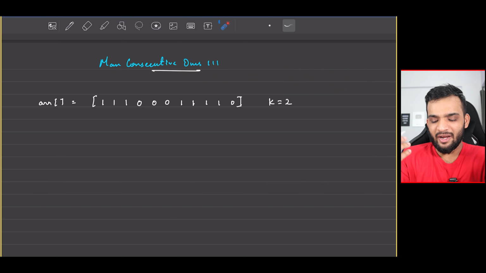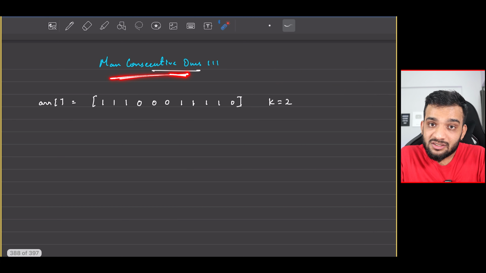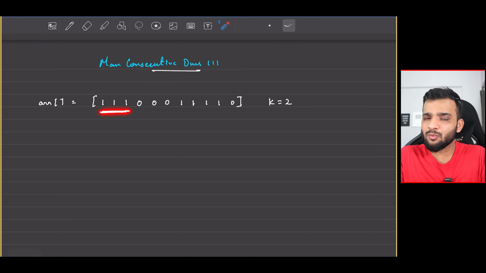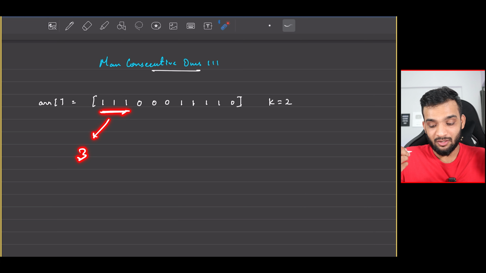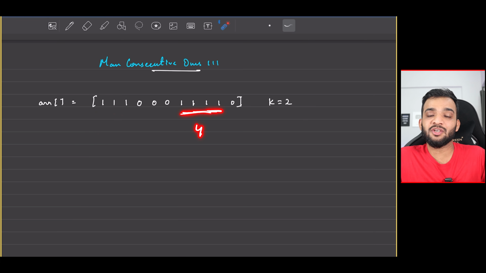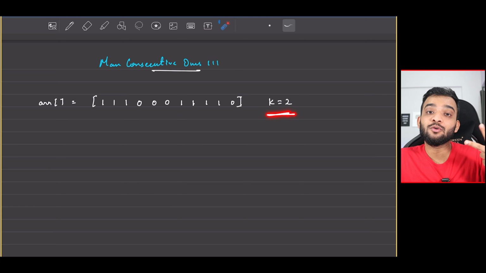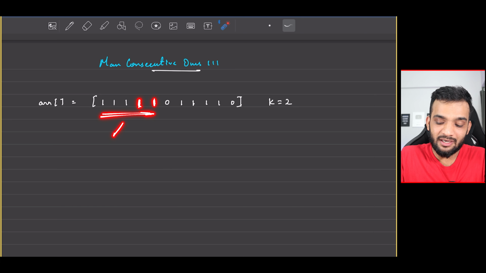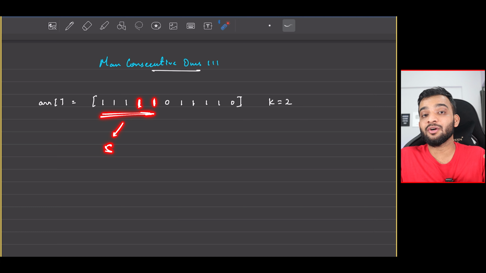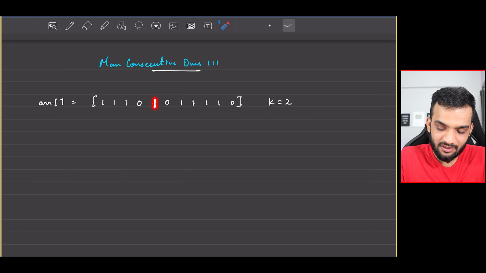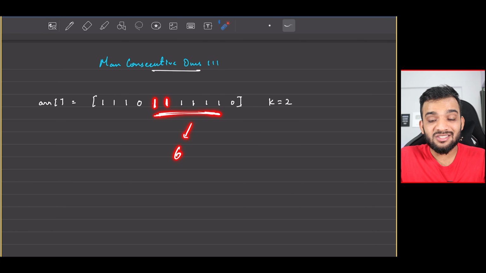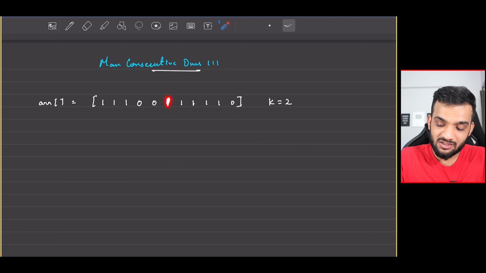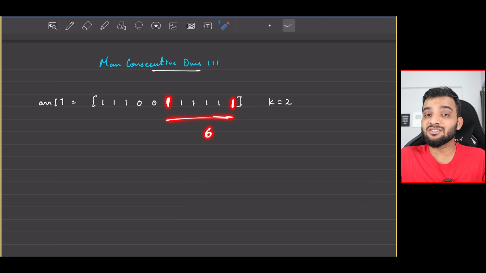Let's understand. Now, when I say maximum consecutive ones, can I say these three ones are consecutive? So the length is 3. So I have 3 consecutive ones. Okay. Can I say I have 4 consecutive ones? Now the problem states you can flip at most 2 zeros. Now assume I flip these 2 zeros. What will be the length? The length will be 5. I have 5 consecutive ones now. Okay. What if I flip this and this? Then I'll have 6 consecutive ones. Okay. What if I flip this and this? I'll have 6 consecutive ones.